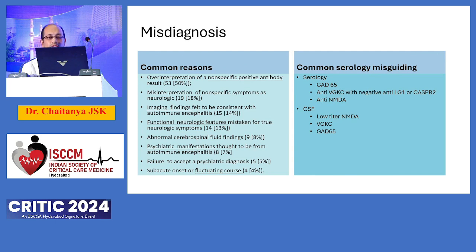There has been a study published in JAMA where they looked at 3 centers which are specialized in autoimmune encephalitis. They looked retrospectively at, I think, 4 years of data where they labeled and treated and then followed up those patients. They found common reasons for misdiagnosis were overinterpretation of a non-specific antibody, misinterpretation of symptoms as neuropsychiatric or neurologic, imaging findings or functional neurological features, or failure by the patients or the doctors to accept that these are not of psychiatric origin. Common serologies, as I said, anti-GAD65 and anti-VGKC, are the ones misguiding us in the diagnosis.